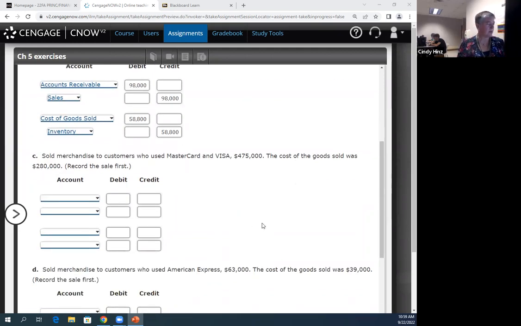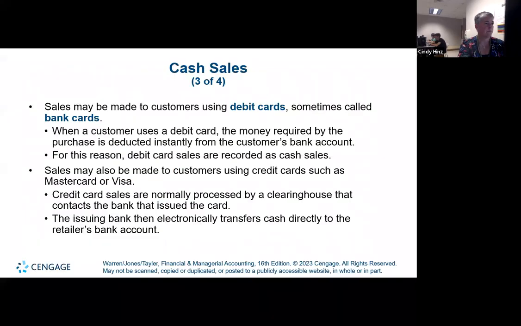So now in part C, we are selling merchandise to customers who use MasterCard and Visa. Let me just throw this up for a moment. So sales, if we use debit cards or bank cards, the cash is almost instantly available to the business. So that money is going to be reported practically instantly, and so we can record those as cash sales.